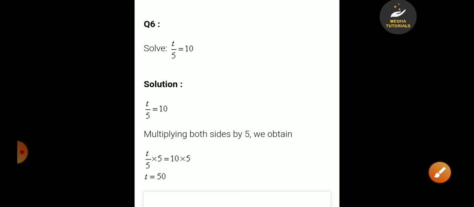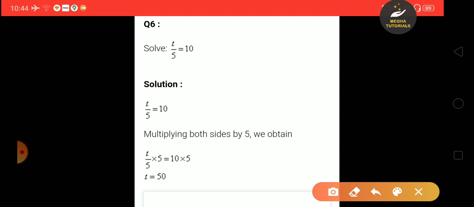Question 6, t upon 5 is equal to 10. Okay. Now in this question 5 is in the denominator. Therefore you have to multiply by 5 on both sides. So we'll get t upon 5 into 5 is equal to 10 into 5. So 5 will cancel, and 10 into 5 we will get 50. So t is equal to 50.